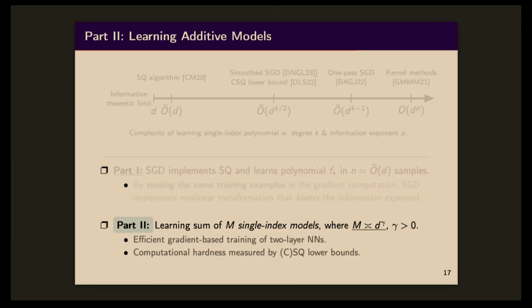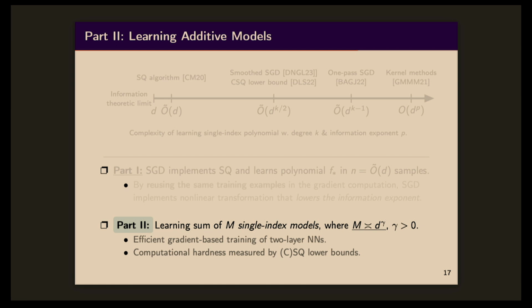Oh, okay. I think this is only the first half of the talk. So I'll need another 45 minutes. No, it's okay. All right.